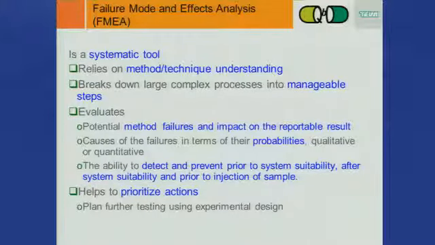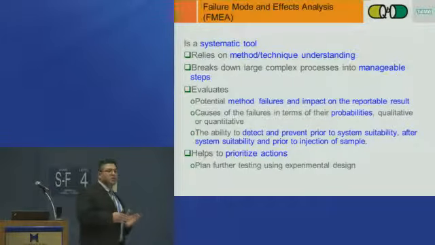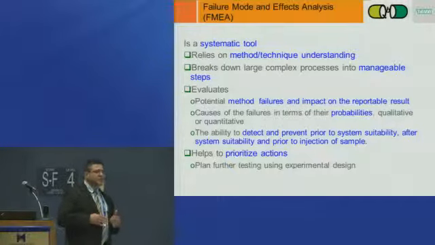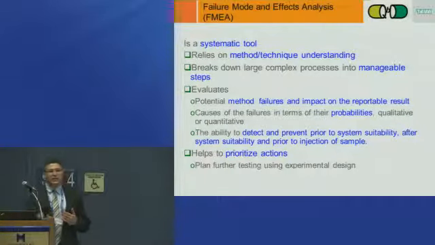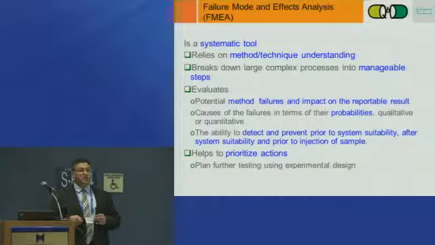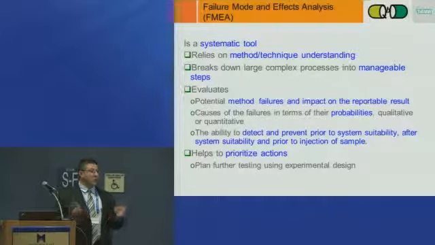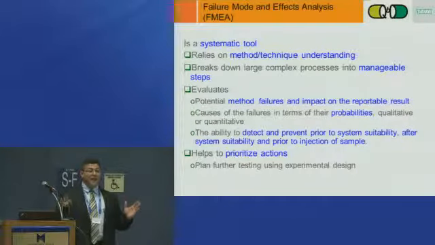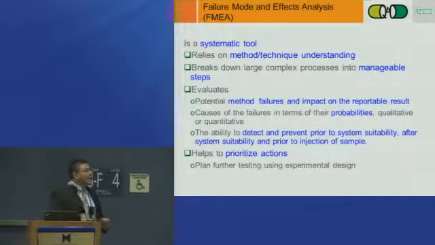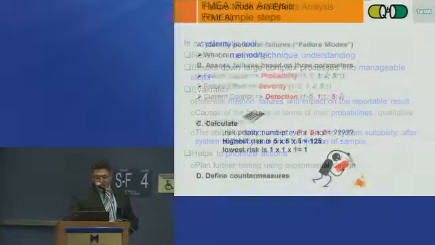See, if you can detect it prior to you even running your system suitability sample, that's a great detection mode. If you detect it after system suitability is run, that's okay too. And if you can detect it prior to injection of sample, that's all right. But if your detection mode is only used after the injection of your sample, it's not a really good detection mode. So on a scale of 1 to 5, 5 being the worst, you would get a score of a 5. And the FMEA, what it does is helps to prioritize actions.